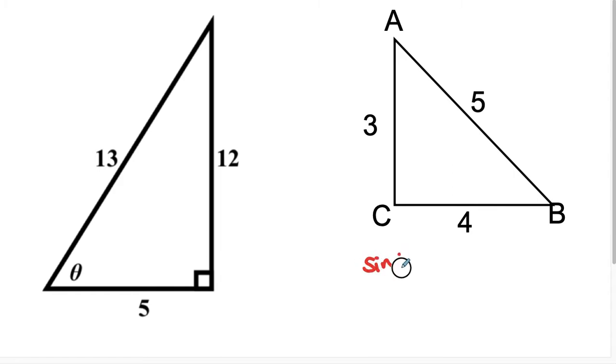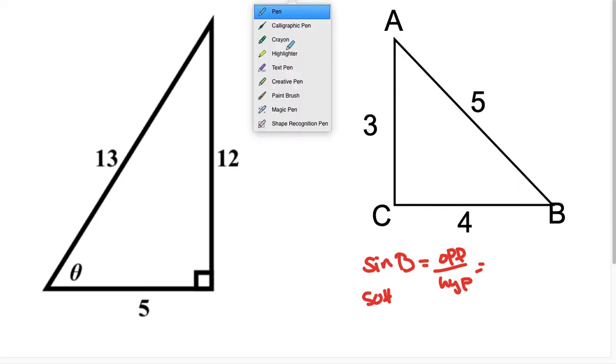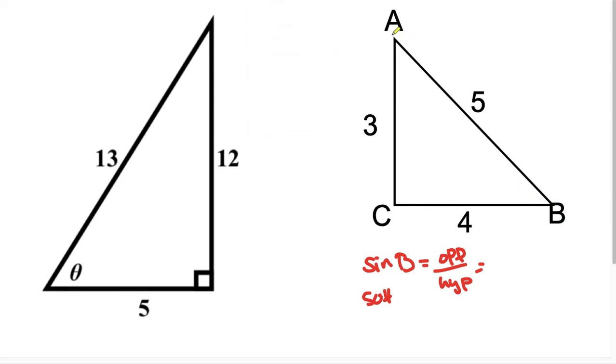Sine of B, which is identified as opposite over hypotenuse. Here is B. The opposite side is right here, so it's 3. Notice how it's different. So 3 over, and then the hypotenuse is 5. So that's your sine of B. Where sine of A was 4 over 5, sine of B is 3 over 5.